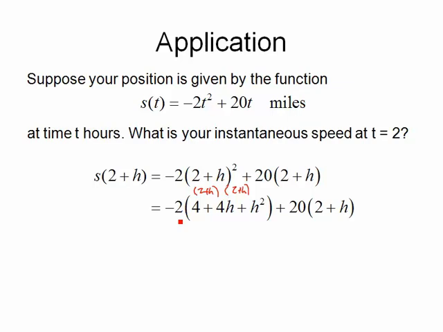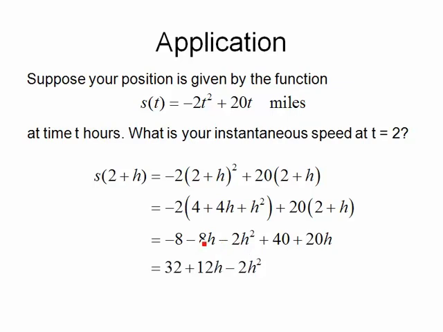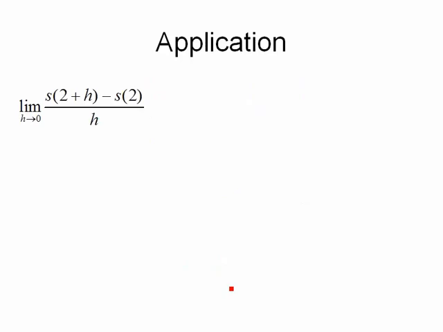Now let's go ahead and distribute. When I take minus 2 times 4 plus 4h plus h squared, I get minus 8, minus 8h, and minus 2h squared. When I distribute the 20 onto the 2 plus h, I get 40 plus 20h. You'll notice that I have some terms here that I can combine. Minus 8 and the 40 give me 32. The minus 8h and the 20h give me 12h, and the minus 2h squared doesn't have a term to combine with, so I just transfer it down here. Now let's take that and put it in place of s of 2 plus h, and we'll also do s of 2, remember, which was 32, and then we'll work out this limit.